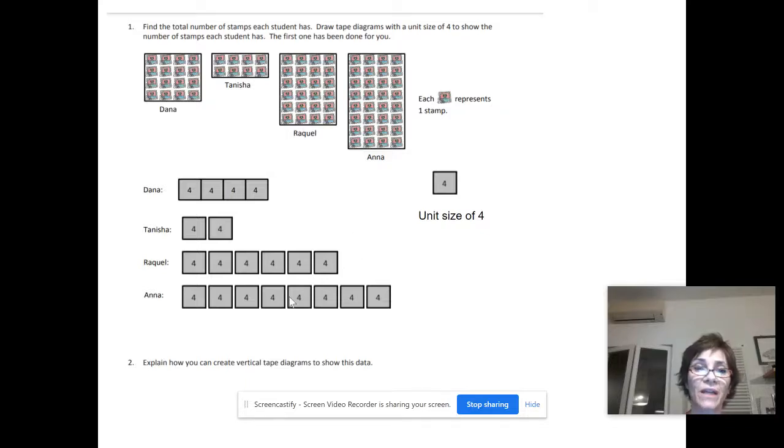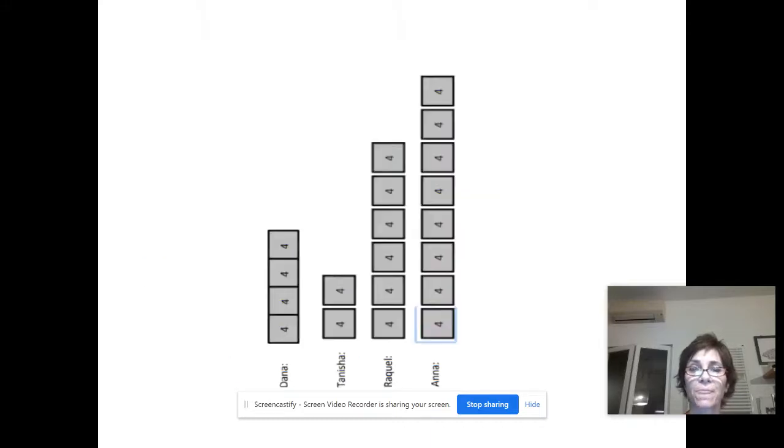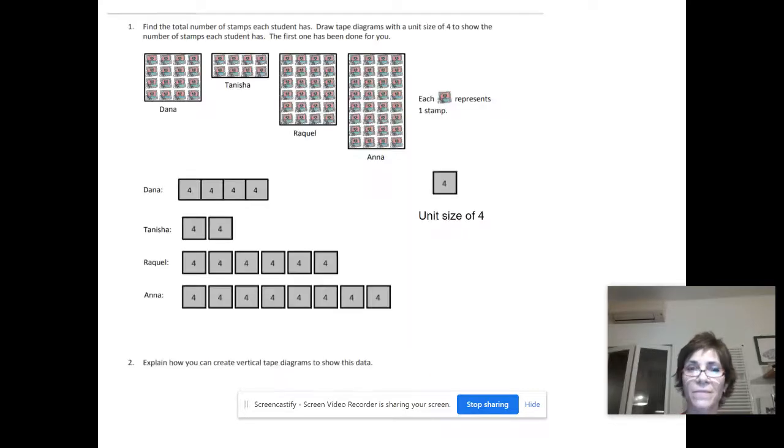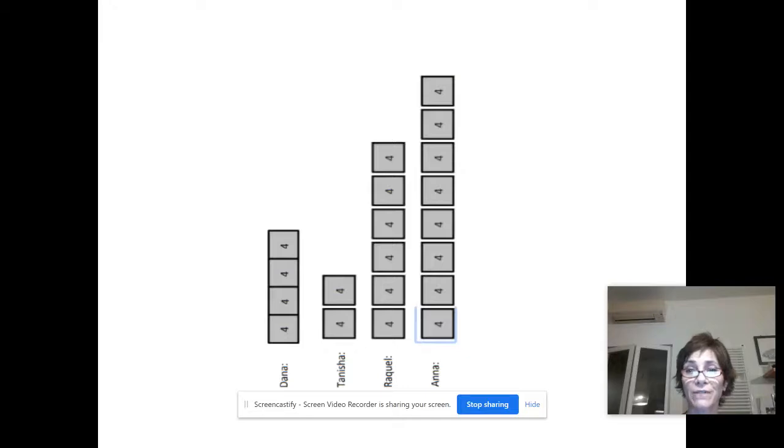All right, so how can you create a vertical tape diagram to show this information, to show this data? Well, we can rotate it and make it vertical like this. Okay? And why are we doing this? Because this is kind of a step that shows us how we go from a tape diagram, we rotate it vertically, to a bar graph.